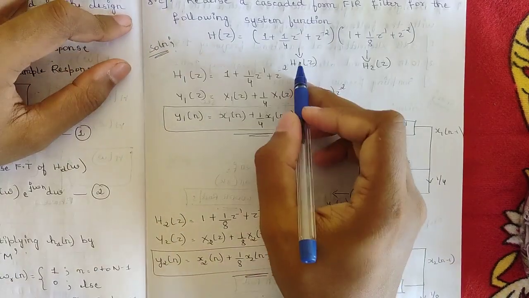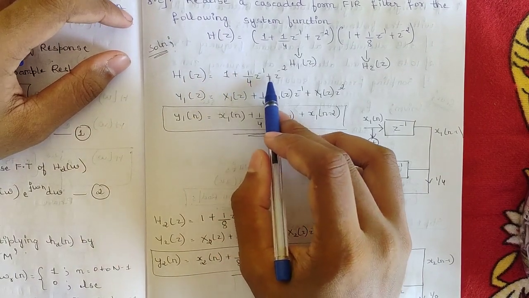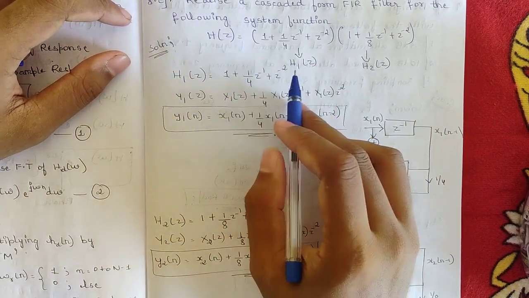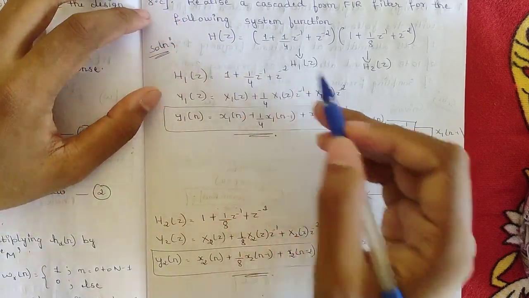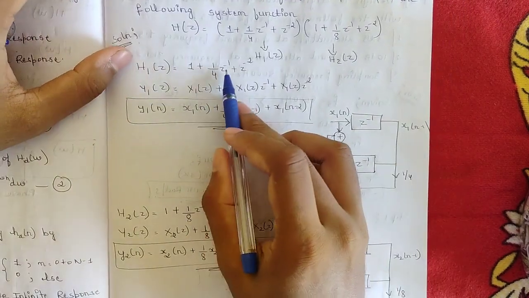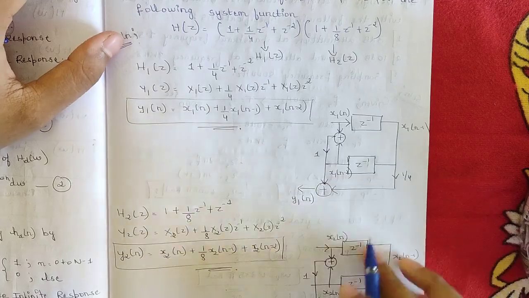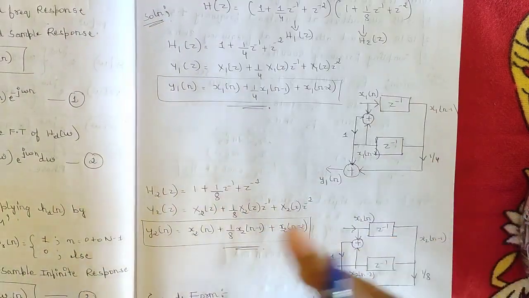So first consider H1(z), that is 1 + 1/4 z^-1 + z^-2. Check for linear phase condition here. If you see, the first and last term coefficients are the same, that is 1. So the linear phase condition is satisfied for this. So the structure would be like this. We have two delays, so two blocks one below the other.